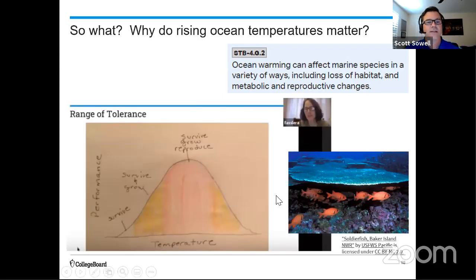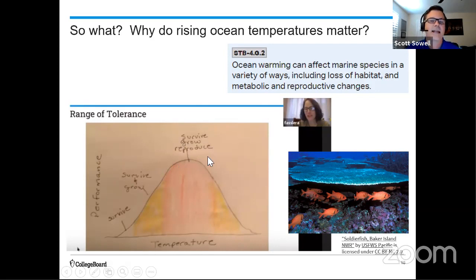So again, going back to that range of tolerance that we talked about before, let's pretend I'm one of these little soldier fish right here, and I am existing in my optimal temperature. I'm swimming around, doing my thing, being a good little soldier fish, and I can survive, I can grow, I can reproduce. I'm thriving in this optimal abiotic condition of temperature. But if it gets a little too cold or a little too warm, I may be able to survive and grow okay, but maybe I'm not reproducing as well.